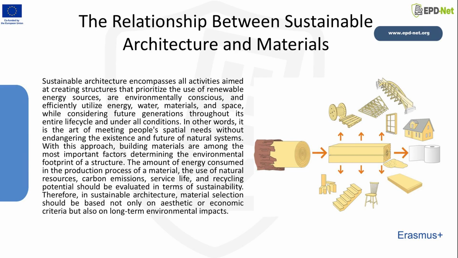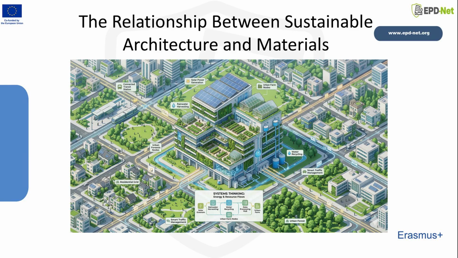The production of materials consumes energy, requires raw resources, generates emissions, and affects ecosystems. Extraction processes may disturb landscapes, manufacturing may produce greenhouse gases, and transportation may increase carbon emissions. Therefore, the sustainability of a material should be evaluated through production energy, natural resource use, carbon emissions, service life, maintenance needs, and recycling potential. This means that material selection cannot be based only on aesthetics or initial cost. Sustainable architecture requires architects to look beyond the immediate design moment and consider long-term impacts.